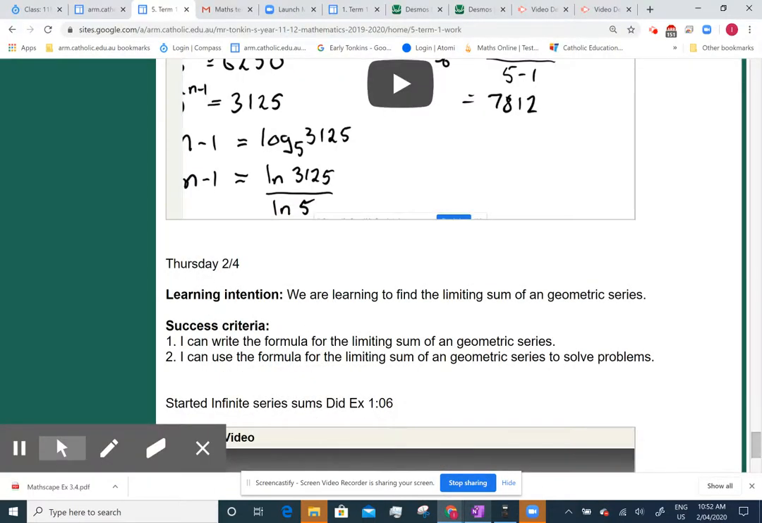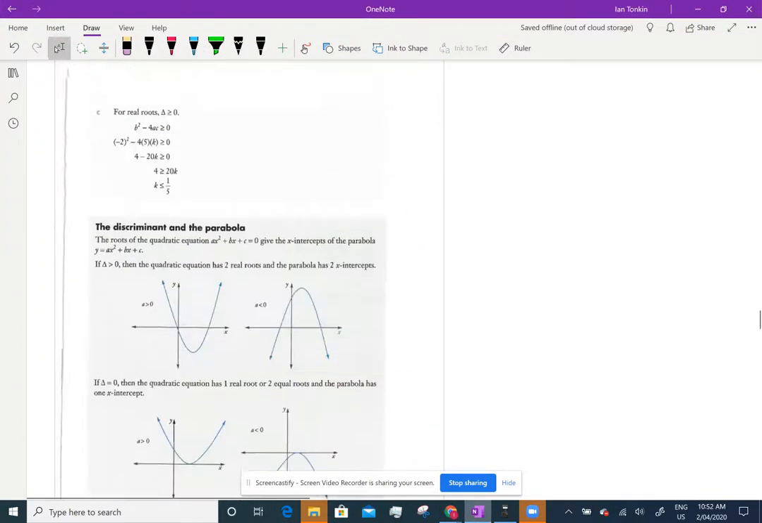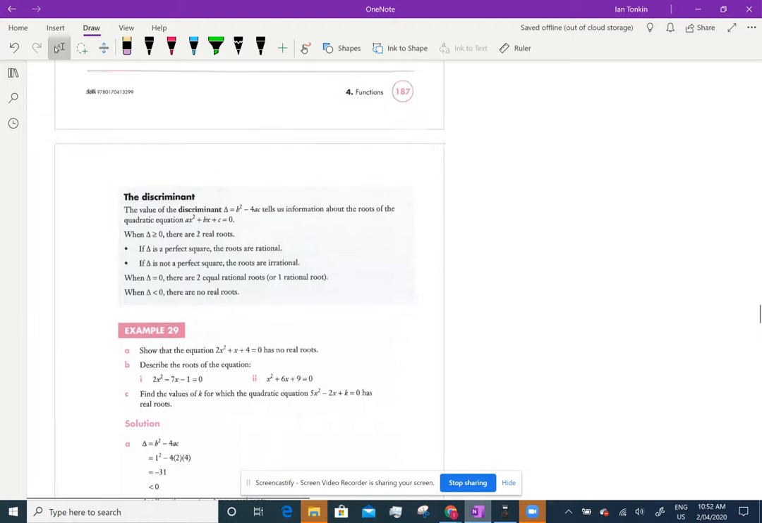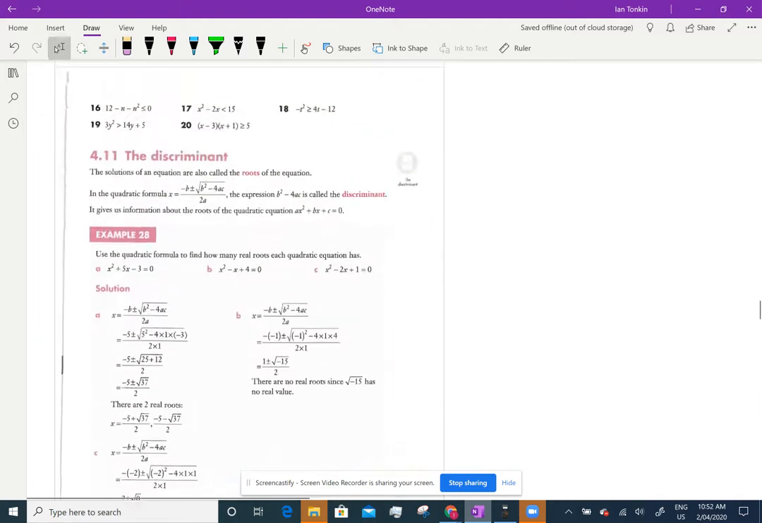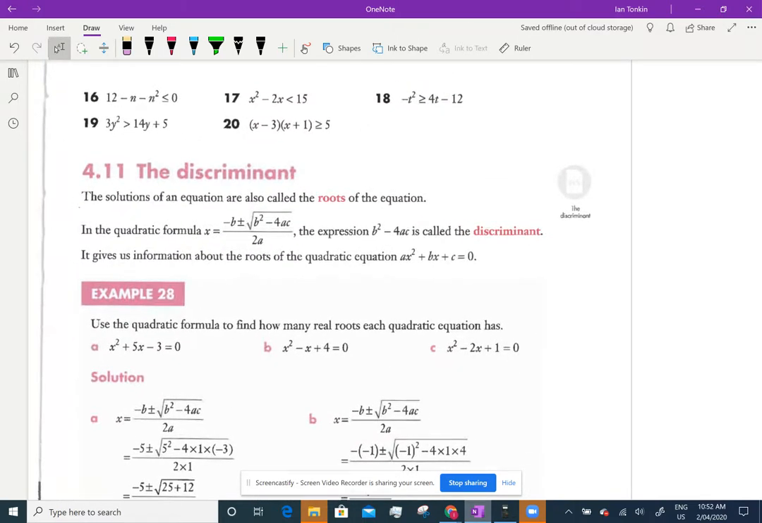We're going to look at the next exercise, which is all about the discriminant. We talked about this in the previous YouTube, and we're going to look mainly at the quadratic equation. Well, only at the quadratic equation.